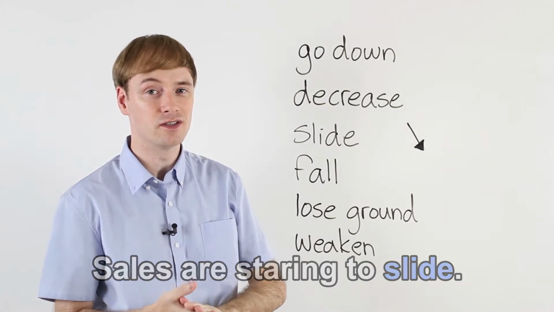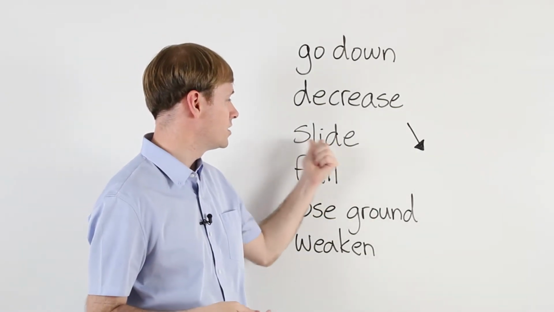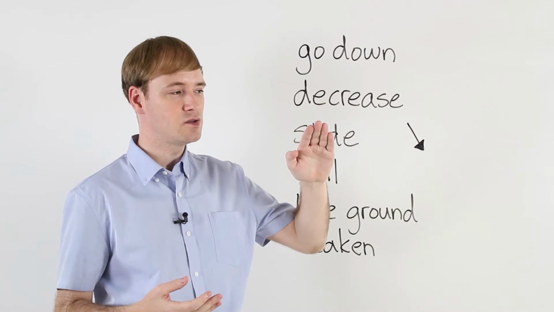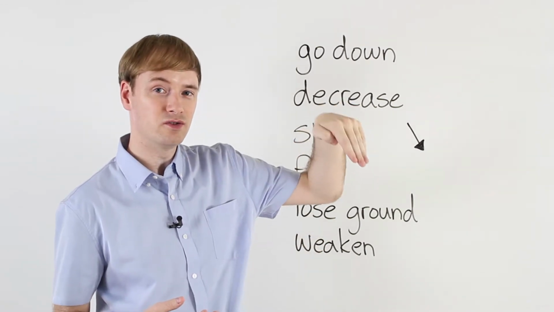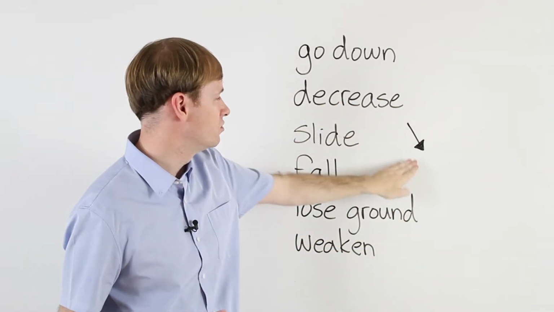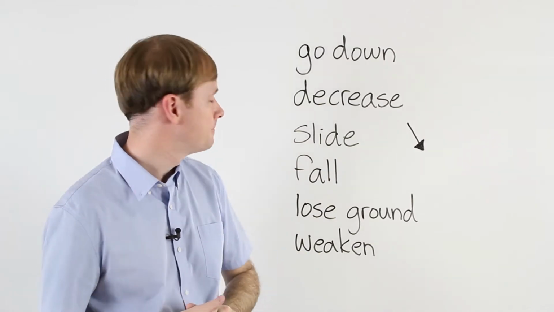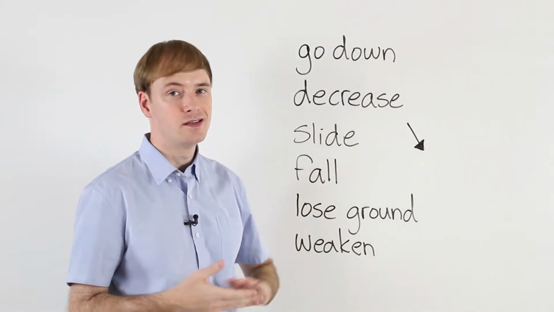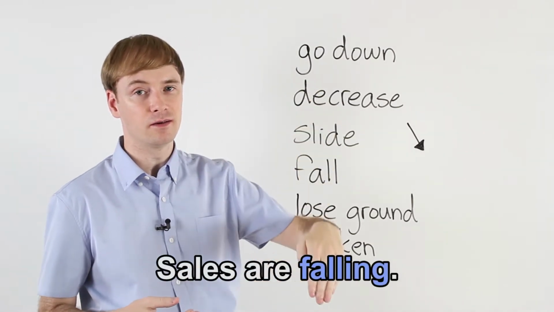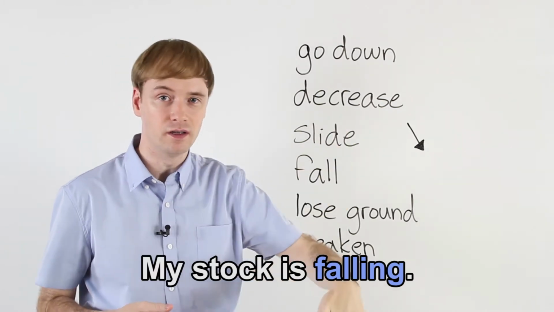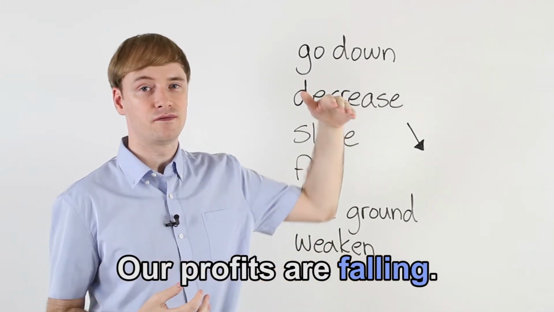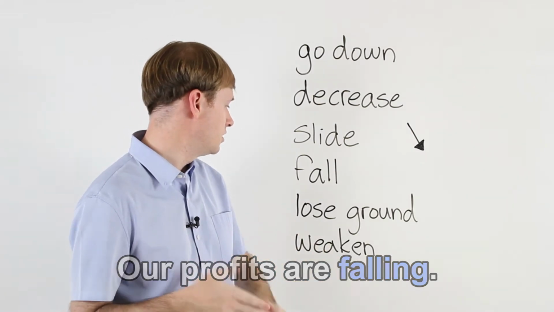Sales are starting to slide. This is a common one. Now, slide means sales were okay, but they're starting to go down. Downward movement. They're starting to slide. Fall. Sales are falling. My stock is falling. Our profits are falling. Not good to hear.